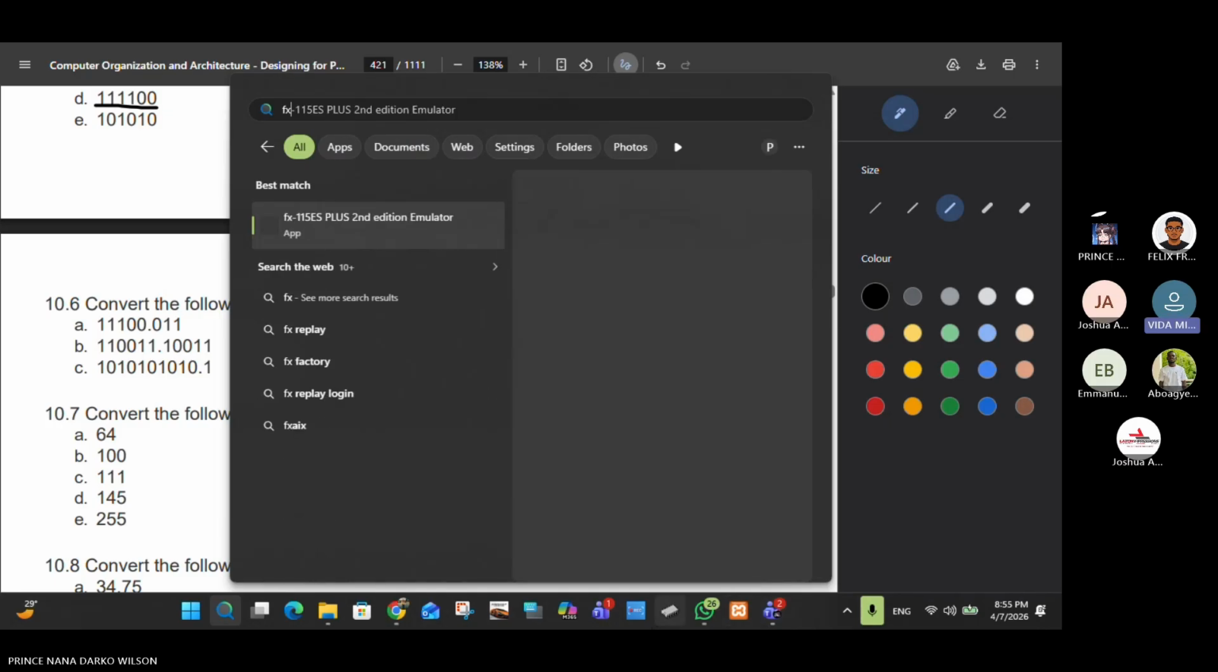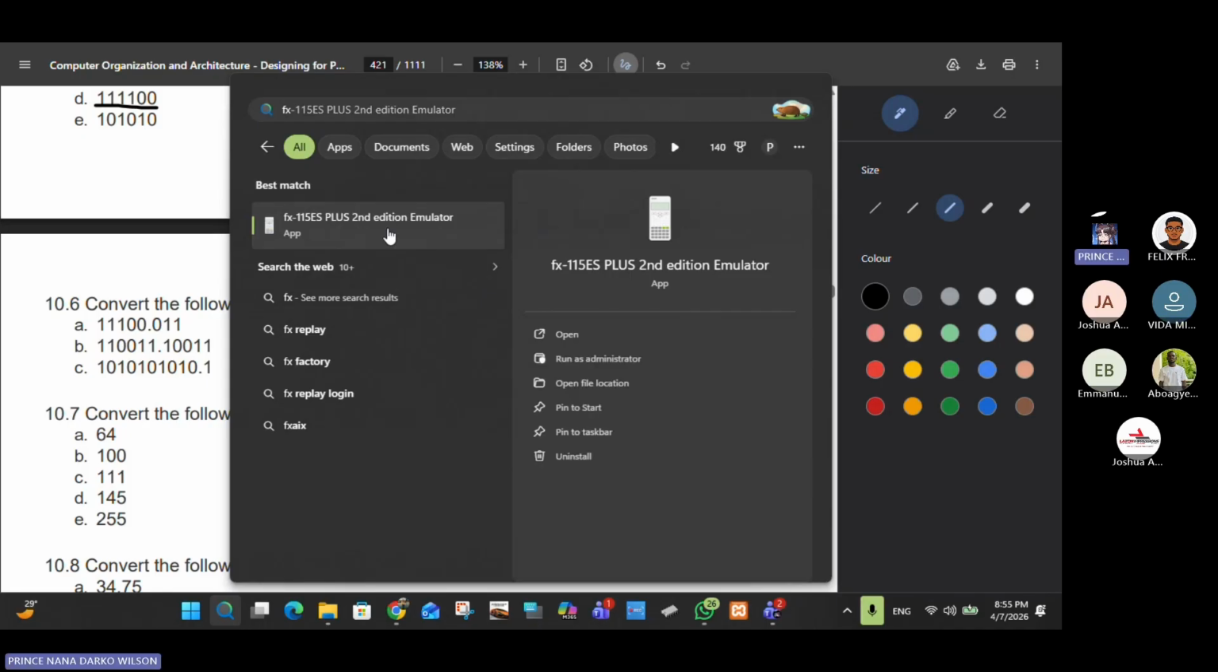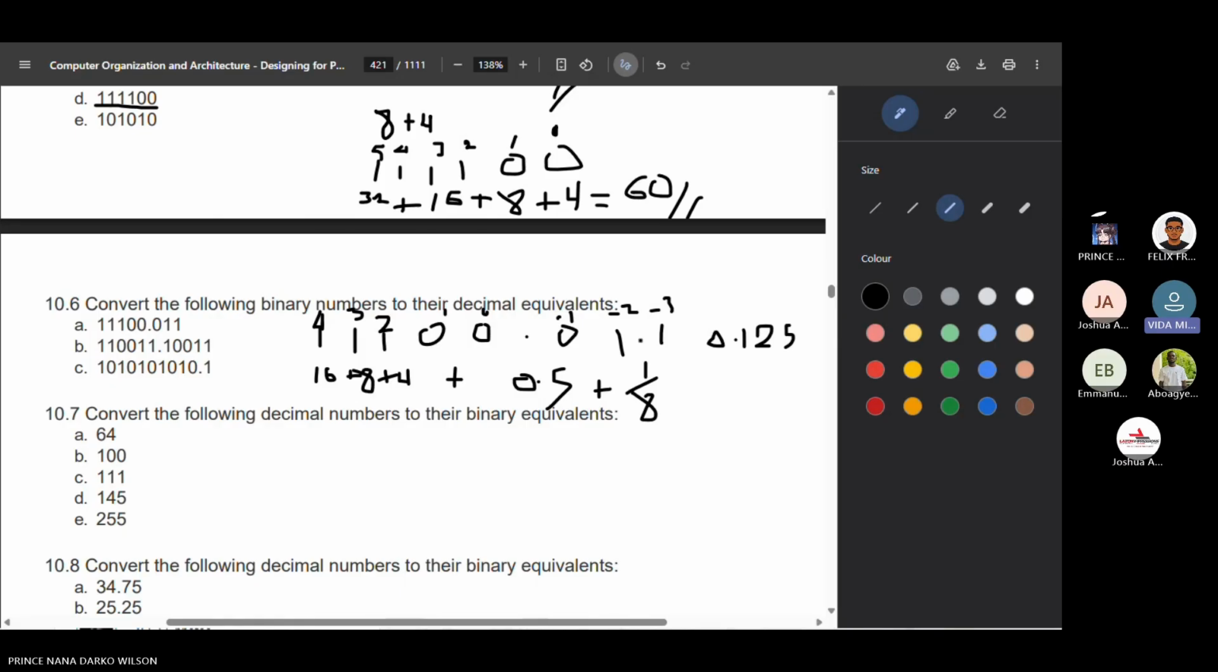1 divided by 8 is 0.125. Yeah, 0.125. Excellent. So that is it. 0.125. That's it here. Okay, very good.